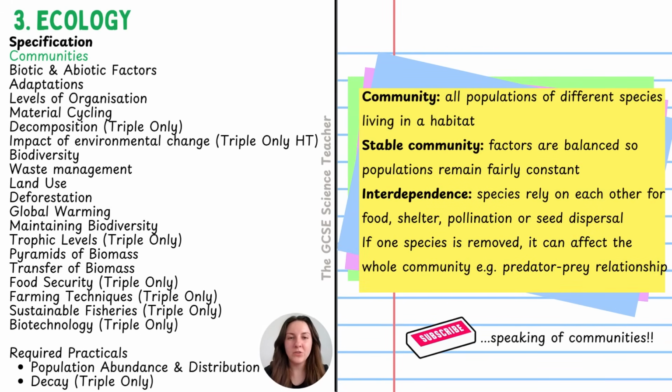Last topic, you guys, let's talk about communities. This is all populations of different species living in a habitat. A stable community has factors that are balanced so populations remain fairly constant. Interdependence tells us that species rely on each other for food, shelter, pollination, and seed dispersal. If one species is removed, it can affect the whole community, and you see this in predator-prey cycles.